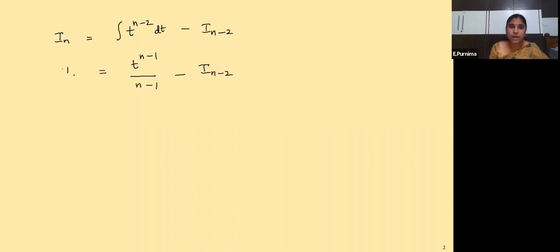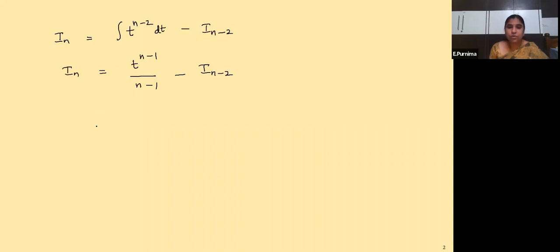So here we write I n is equal to integral of t to the power of n minus 2 dt, okay, minus I n minus 2 we got. Yes, so which is nothing but t to the power of n minus 2 plus 1, that is n minus 1, by n minus 2 plus 1, which is again n minus 1, minus I n minus 2. Okay, so this is your I n.